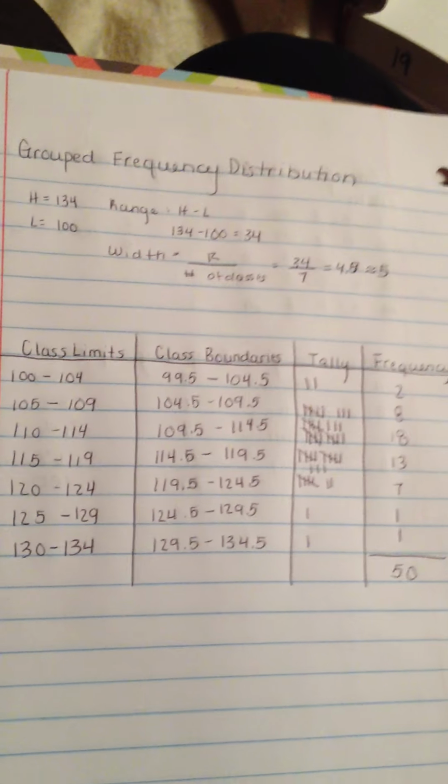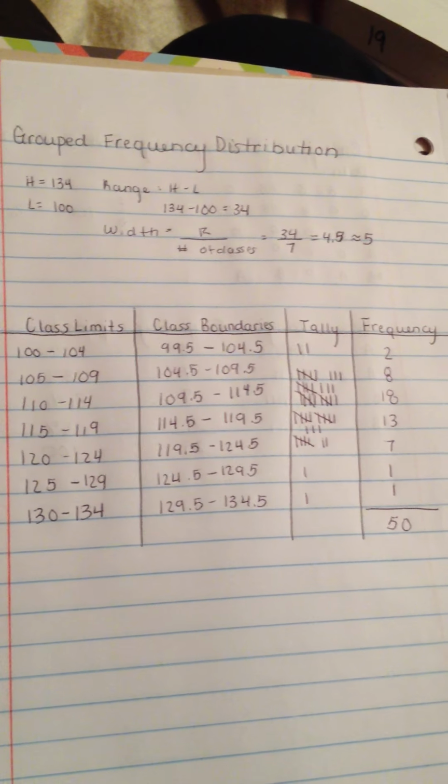For the frequencies, we'll just add up all your tallies and put them in there: 2, 8, 13, 13, 7, 1, and 1. You'll add that all up, and that'll be your total, and it will equal 50. That's how much data you had. And that is all the steps that you need to conduct a grouped frequency distribution.